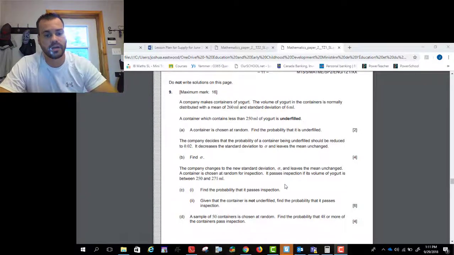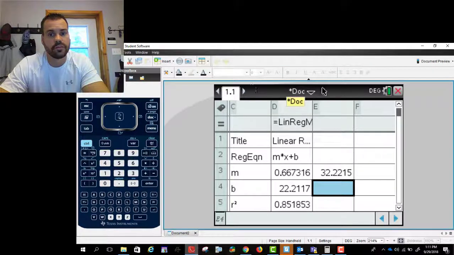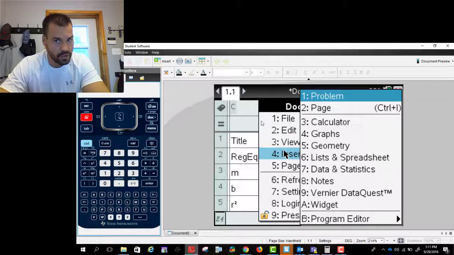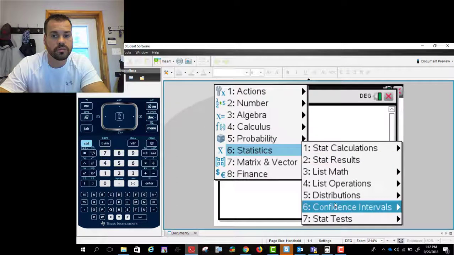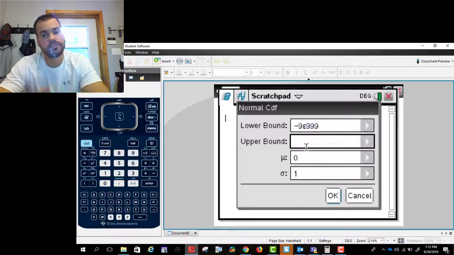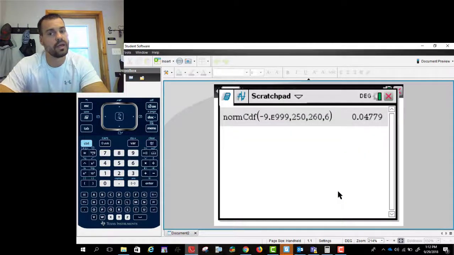So I'm not going to write this part down. I'm just going to go to my calculator, go to my scratch pad. Then I'm going to go to Menu, Statistics, Distributions, and I'm going to do a normal CDF. The lower bound is going to be negative infinity. The upper bound is going to be 250. I want to know whether it's less than 250. My mean is 260, and my standard deviation is 6. And I just hit OK, and it gives me my answer. So my answer is 0.04779.